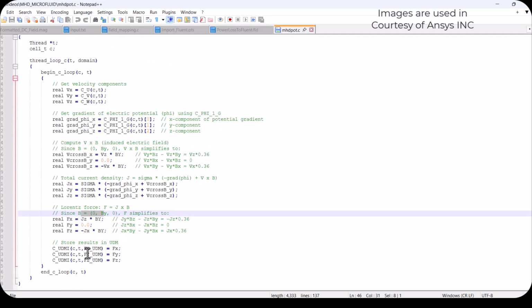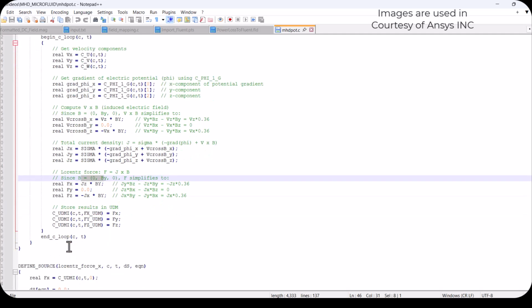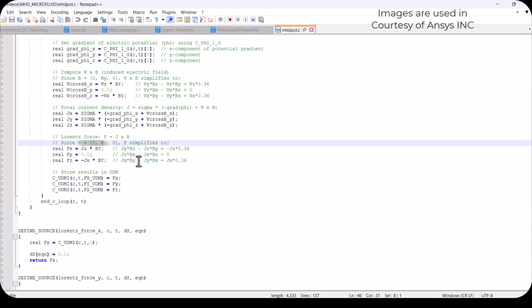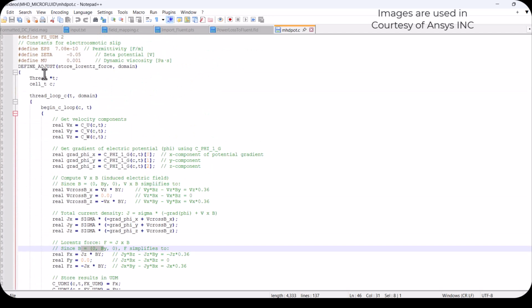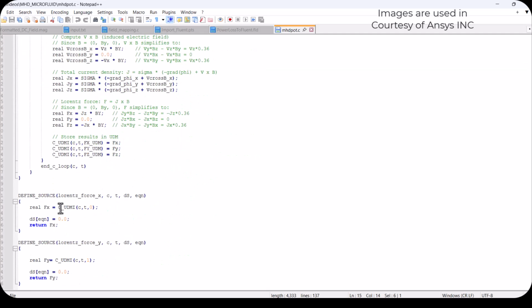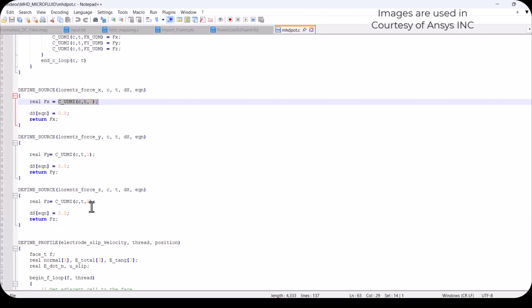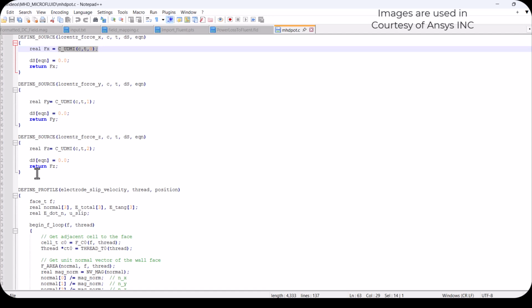Lorentz forces, and those Lorentz forces are saved into the UDMIs, and those UDMIs are being called as source terms to incorporate in the momentum equation. So this DEFINE_ADJUST will be called for every iteration of ANSYS Fluent, and with respect to every iteration we will define the Lorentz force and substitute it in the momentum equations as a user defined memory. So this is the first concept.